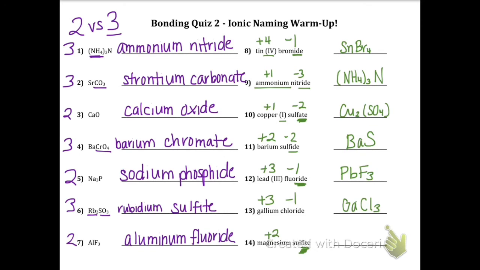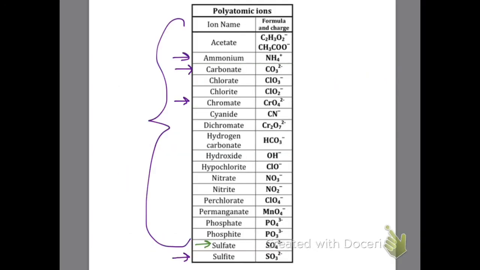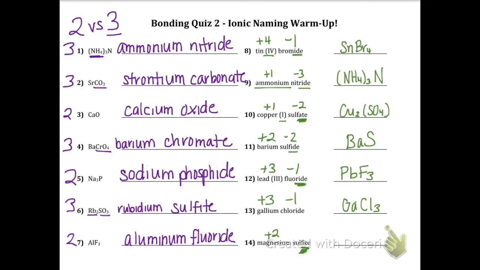Magnesium is a positive 2. That is a polyatomic. So I'm going to quickly look right here. This sulfite, it's a negative 2. So I just need 1 of each, and then it will cancel out. So check your answers and see if you are ready for this quiz. If you have any questions, make sure to ask.